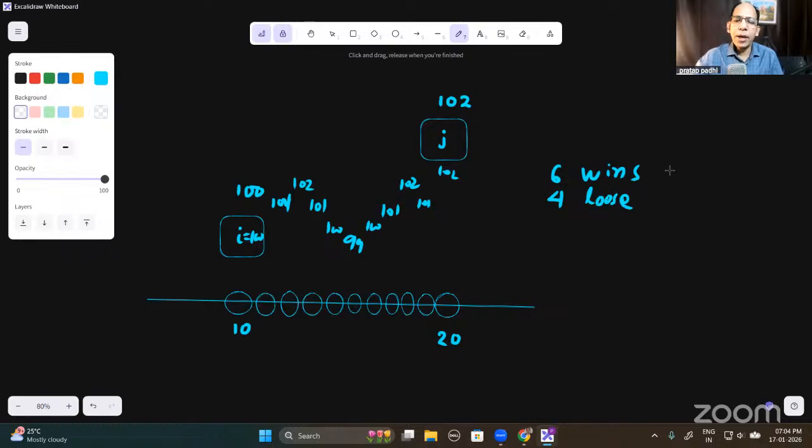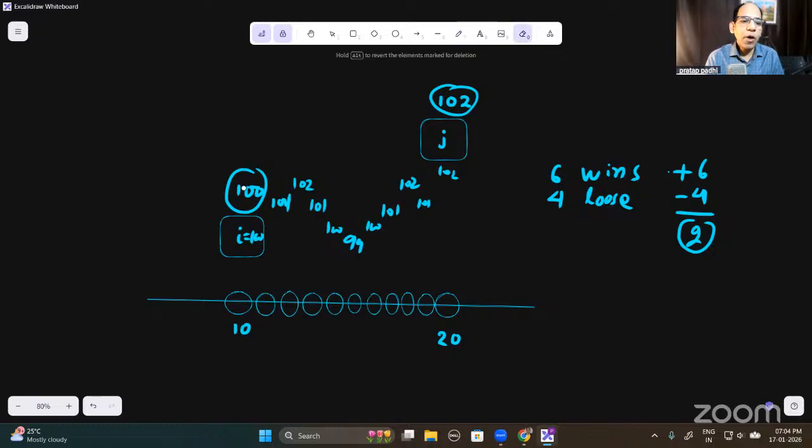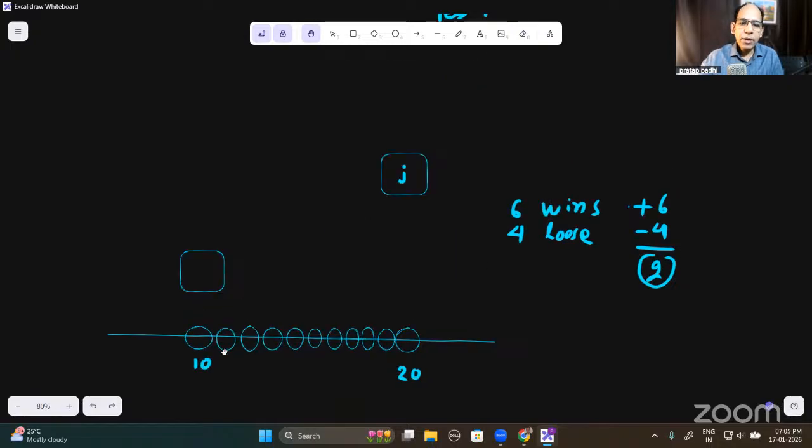In that way, what will happen? I will get plus 6 here, minus 4 here, so the net gain is 2. I have 100 now, I can make 102. Yes, it's possible. In 10 moves, I can make 100 into 102. What about 100 to 105? Let me try. I don't think it's possible at all. I can't make 100 into 105 because this is even. Okay, let's keep it 10 to 20 only. This is 10 time.